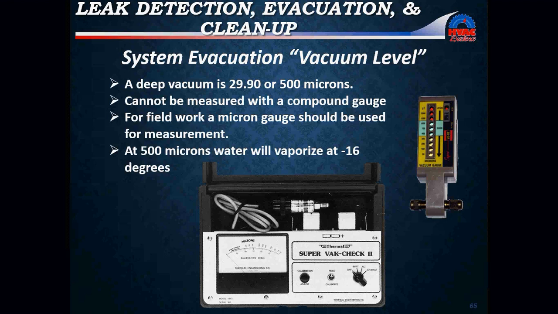What is the required vacuum level? Deep vacuum is 29.9 or 500 microns. It cannot be measured with a compound gauge. For field work, a micron gauge should be used for measurements. Okay, at 500 microns, water will vaporize at negative 16 degrees.